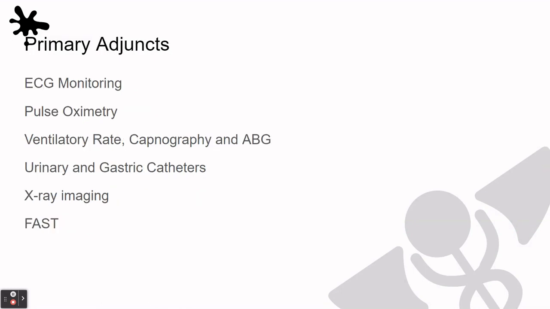So let's start with adjuncts. You're going to do the survey, but here are things that you can get while you're doing that survey. It's the EKG monitoring, get them on a pulse ox, check their ventilatory rate, capnography, ABG, get that pulled, whatever you're getting. So ATLS actually has urinary and gastric catheters in here, as well as X-ray imaging. And FAST too. Those are all part of the primary, according to them. The thing is, those don't really happen fast enough most of the time, where you could probably start your secondary survey as these things are happening. So just keep in mind that there is a little bit of flexibility there.